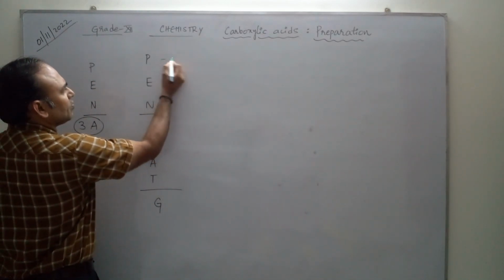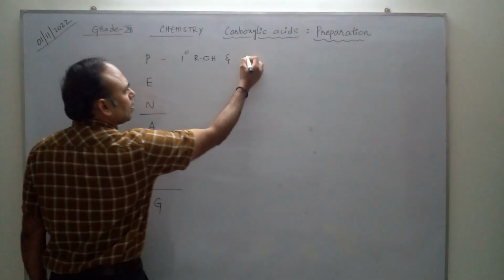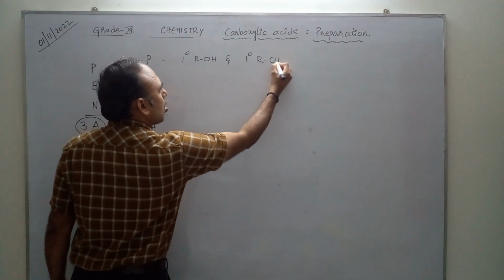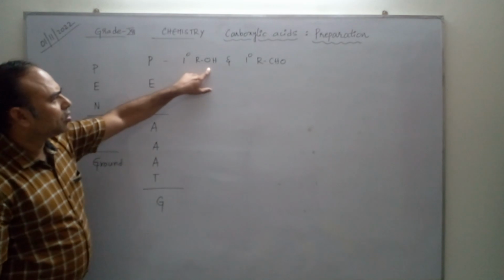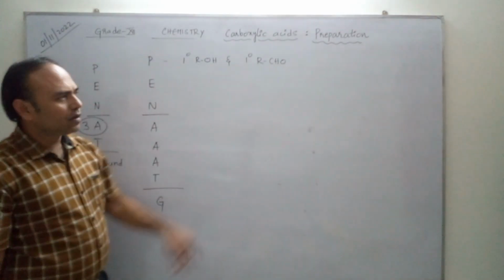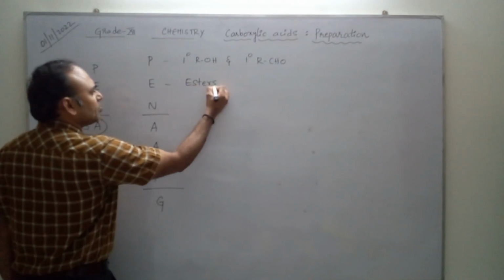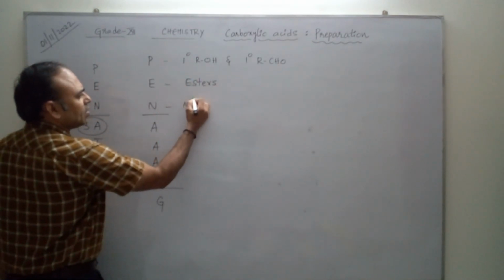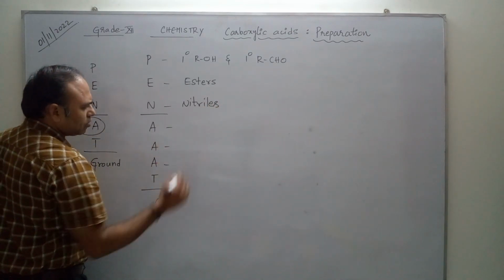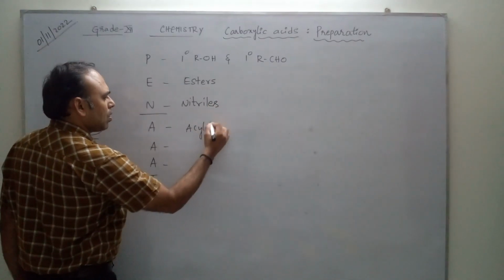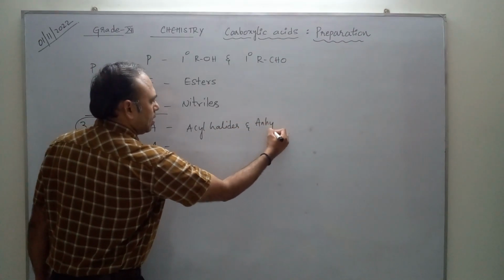First one, P stands for primary alcohols and primary aldehydes. That means we can prepare carboxylic acids from primary alcohols as well as primary aldehydes. Second one, E stands for esters. From esters we can prepare. N stands for nitriles. Now 3A: acyl halides and anhydrides.